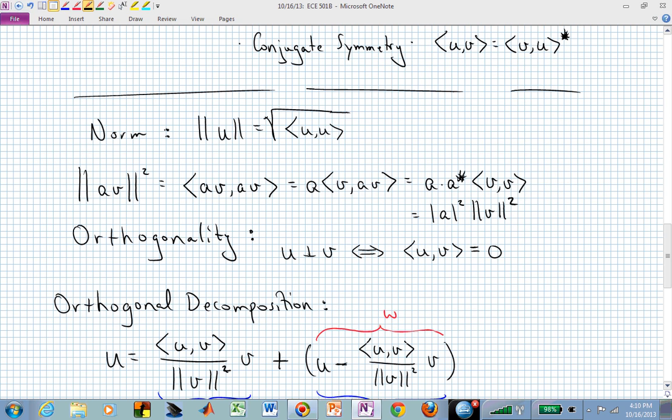Meaning AV normed squared is just the inner product of AV with itself. We can pull out the A from the first slot. We just had that property. If we pull the A out of the second slot, the conjugate comes out of A. But now A times its conjugate simply gives us the magnitude squared of that complex number, if it's complex. If it's real, then you don't have to worry about all this conjugate stuff.